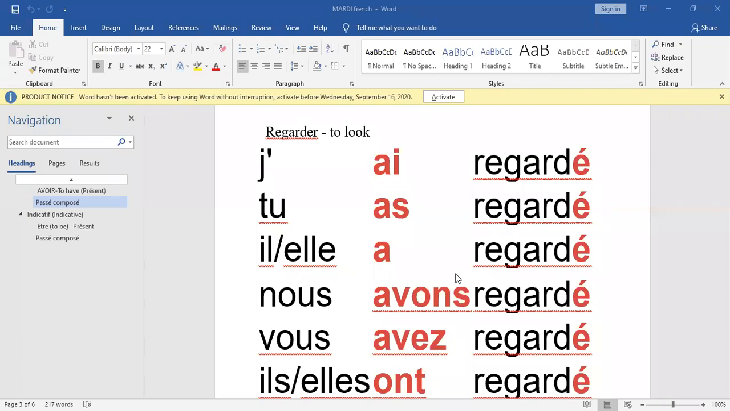She watched. Because the rules said the moment we are going into past tense, we should go with what? We should go with a helping verb, and we have done that. The first person plural here is what? Nous. Nous avons regardé. We watched. As simple as it is. Vous avez regardé.